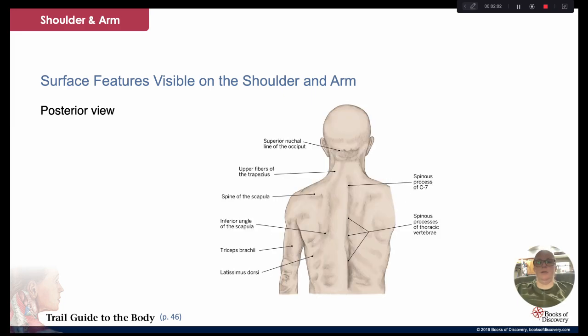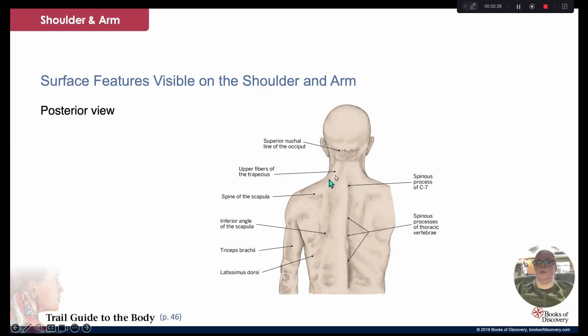Alrighty. Posterior view. So the base of your skull, you'll hear me often talk about the back of the skull as the occiput. So there's a little notch on the top here called the superior nuchal line of the occiput. So that line here, a lot of muscles in the neck will connect to the occipital region here at the base of the skull. So you'll need to know that area for anything neck and head related.